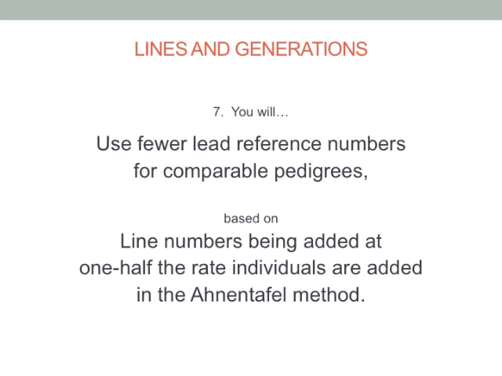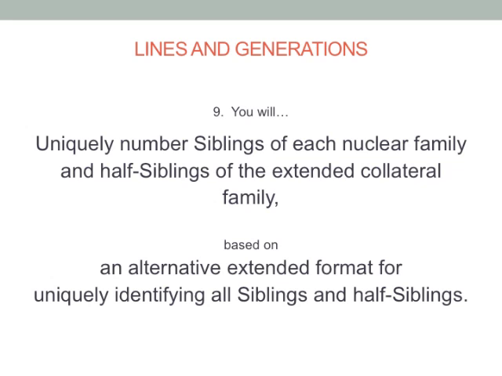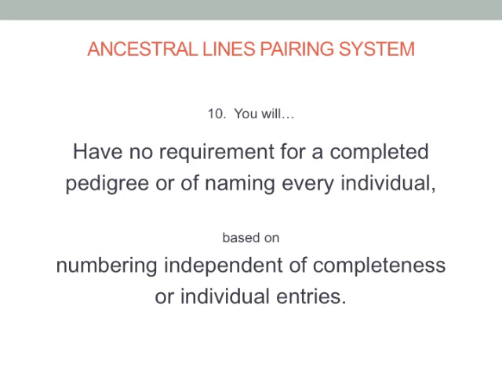available. Line numbers are added at 1/2 the rate individuals are added in the Onontoffel level, so you will use fewer lead numbers. Smaller lead numbers than for a comparable Onontoffel means they will be easy to read and recall with fewer digits. And an alternative extended format for identifying half-siblings as well as siblings will uniquely number them in each close nuclear family as well as an extended family, and that number will be independent of how complete individual entries are, so you won't have a requirement for that.